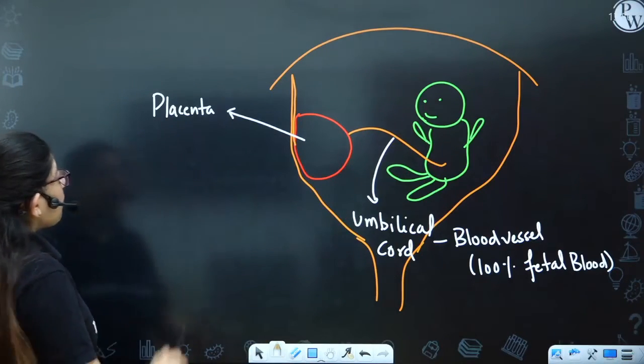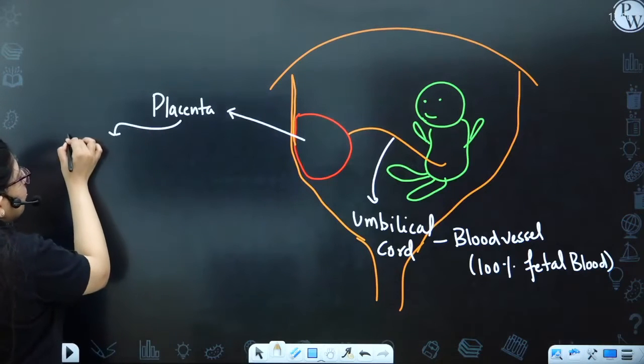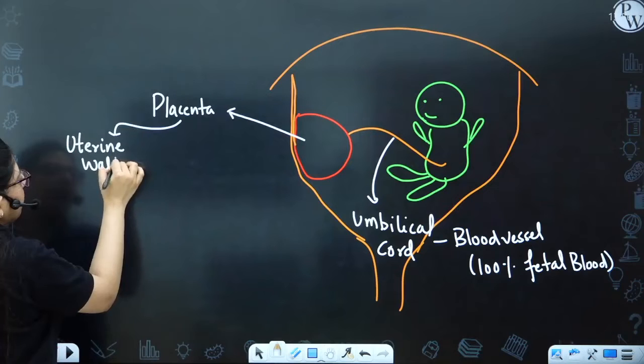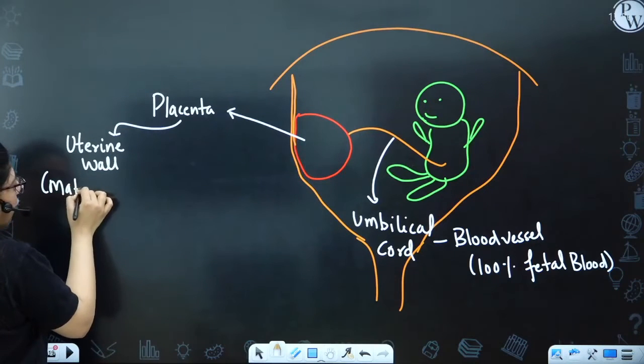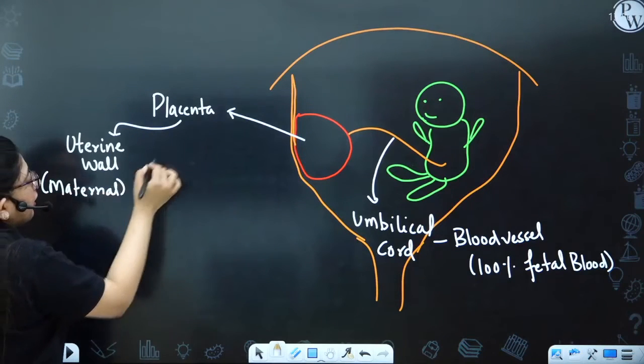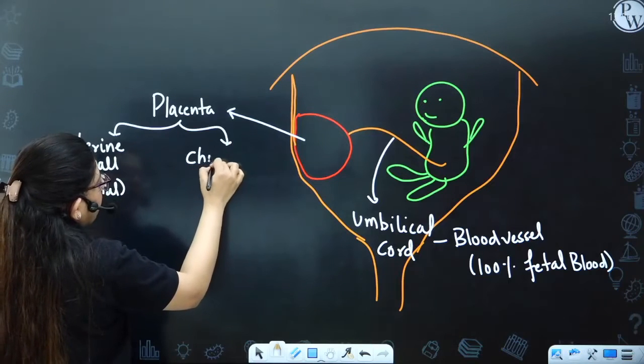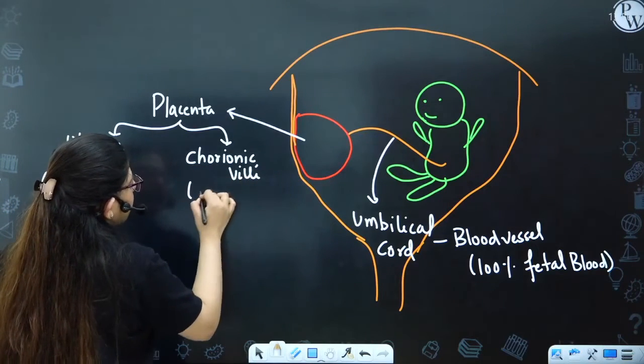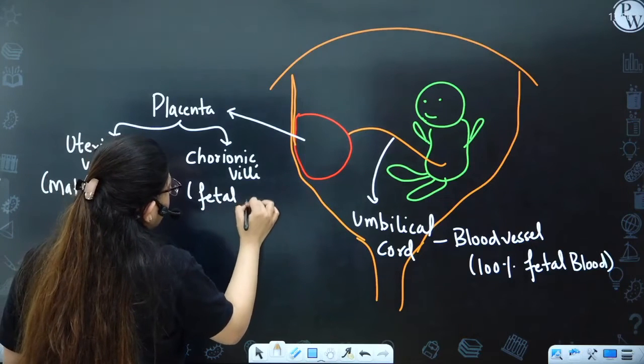Now, placenta, as I've told you, is formed by two parts. One is a uterine part, uterine wall or endometrium, which is the mother's part or maternal part. Another is the chorionic villi, which is a fetal part. Okay.